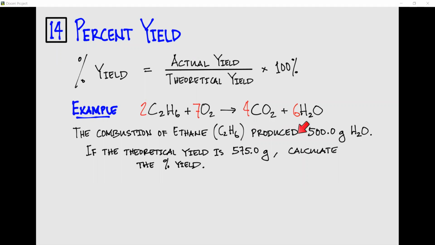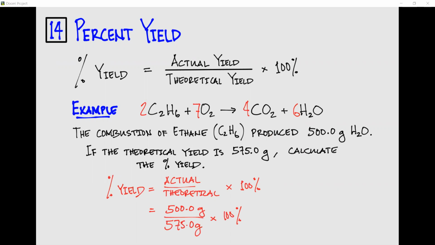But because not all reactions go to completion, meaning 100%, the actual yield is always lower, it's always less than the theoretical yield. And so we can get the percent yield here by dividing 500 grams by 575 grams. So plug these numbers into this equation here. 500 divided by 575 multiplied by 100%, and we get 87% yield.